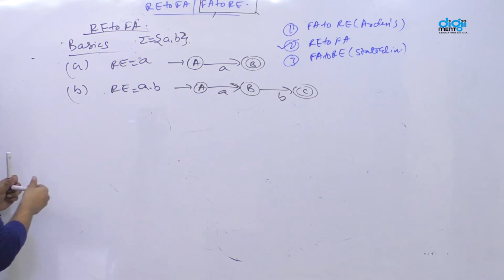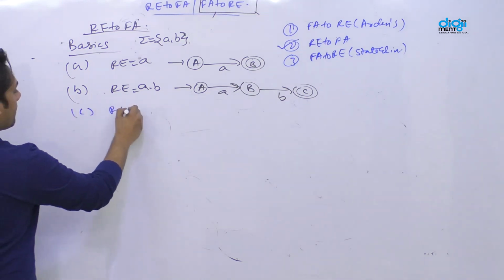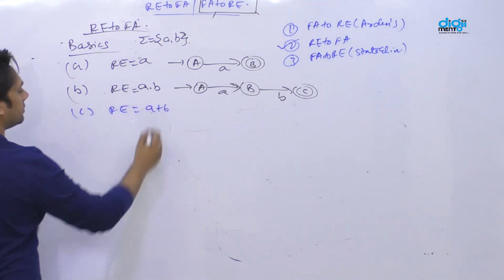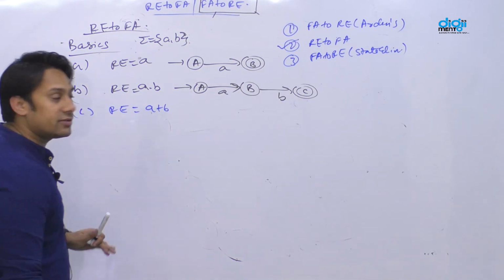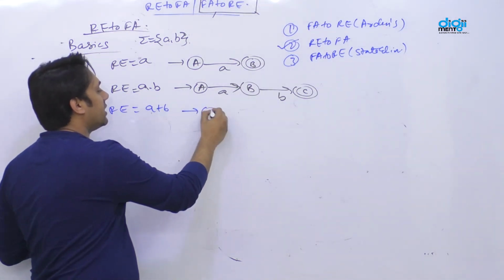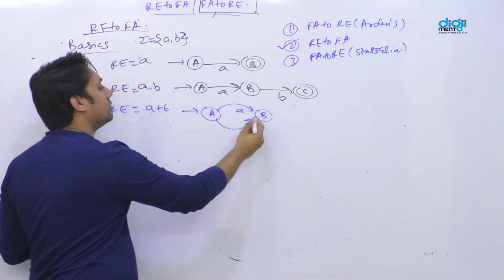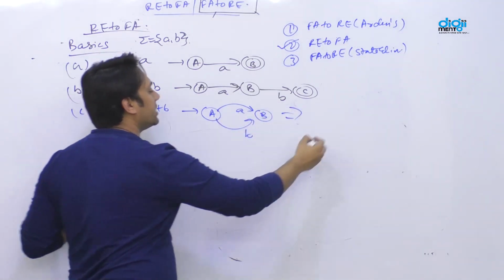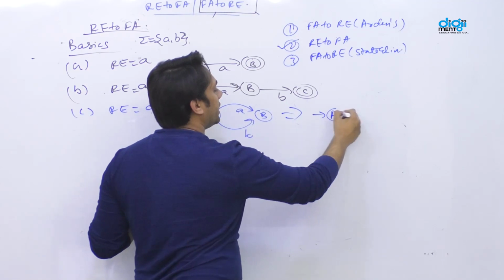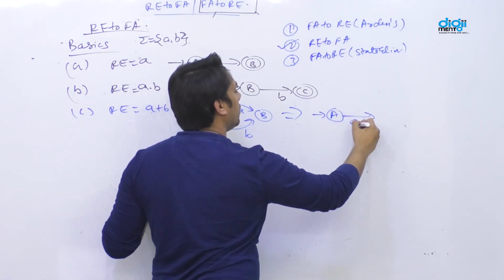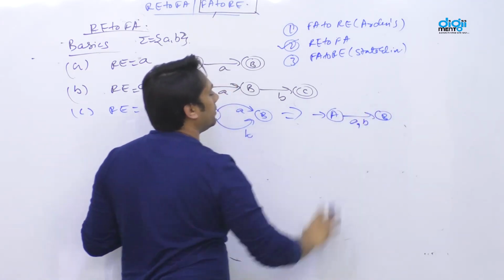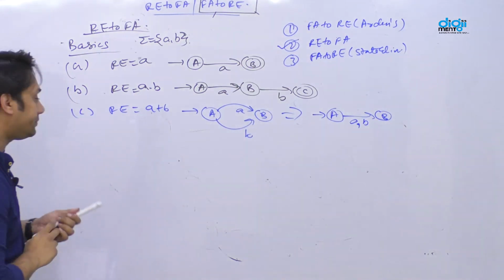If we have RE as A plus B, that is union. Union is very simple, you can represent it this way. If you get a symbol A, you go to B, or if you get a symbol B, you go to B. So it can also be presented this way: initial state A, by looking at symbol A or looking at symbol B, I go to the state B. Very easy.